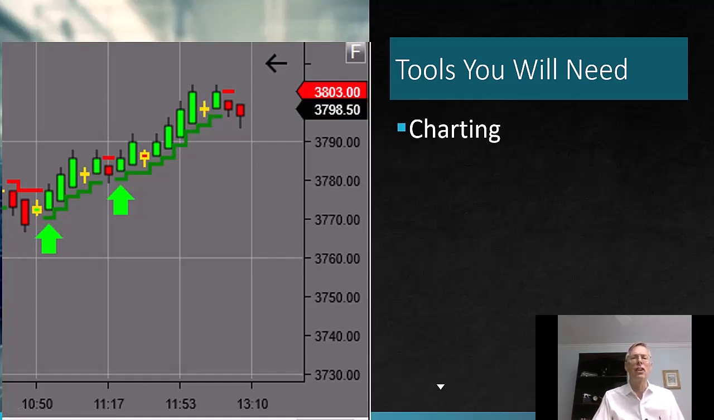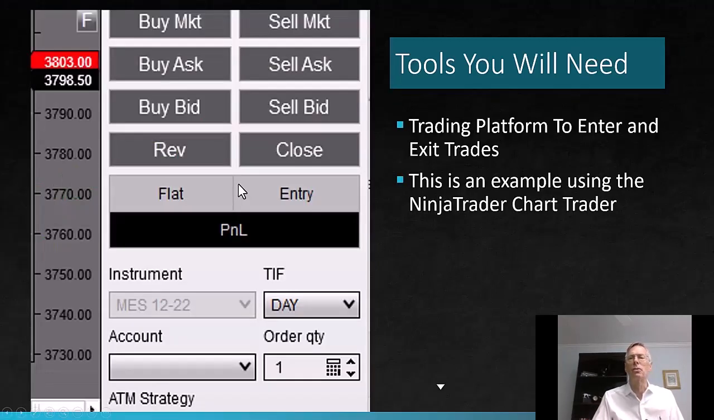So charting is essential. This is an example of a chart on the S&P futures. Also, with trading futures, you need a trading platform. A trading platform is going to give you a tool to be able to enter your orders and manage that trade. You can see in this particular example, this is the NinjaTrader Chart Trader interface.